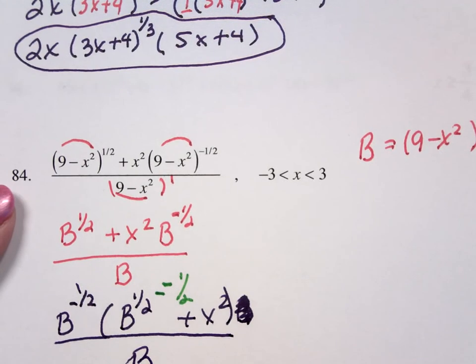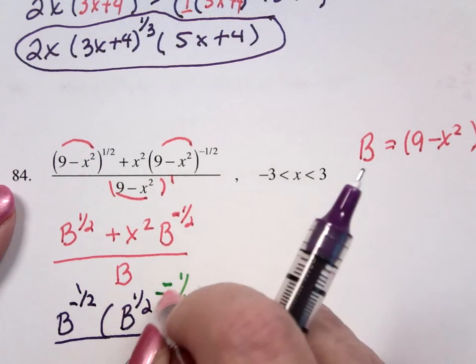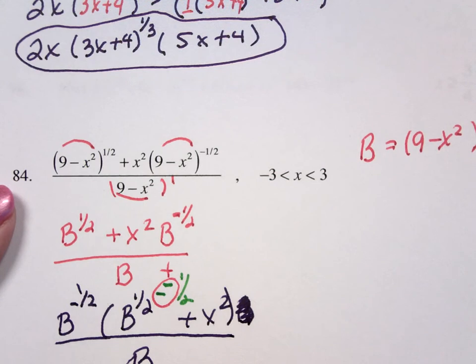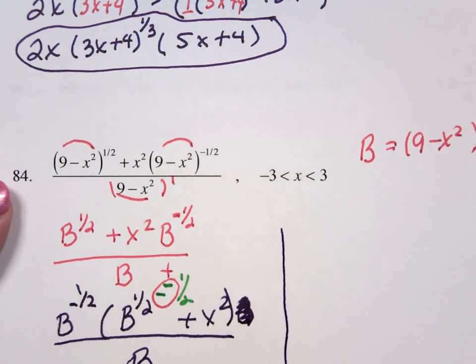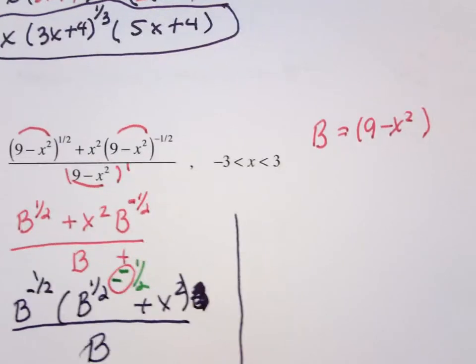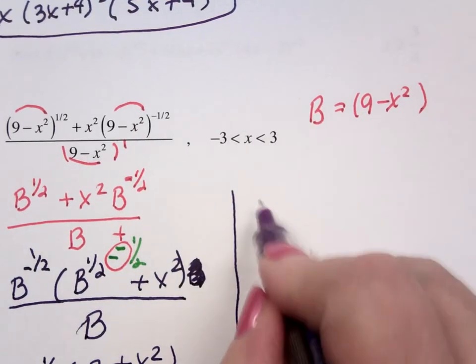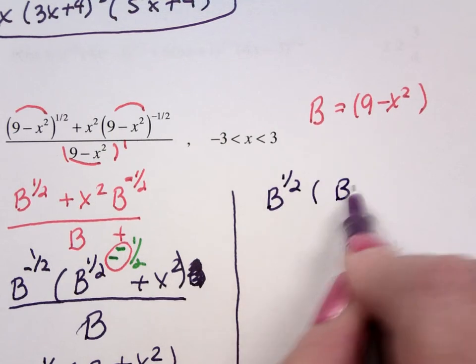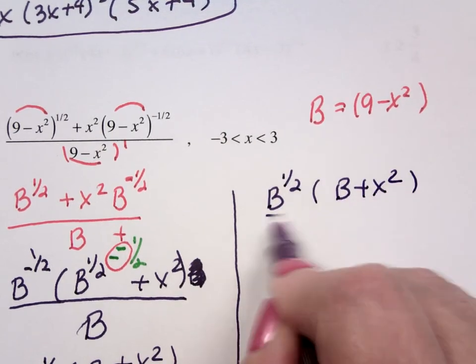So I'm going to have b to the negative 1/2, and a minus is a plus, so that's 1/2 plus 1/2 is 1. So that's b plus x squared all over b. So rewriting this is b to the 1/2, b plus x squared over b.